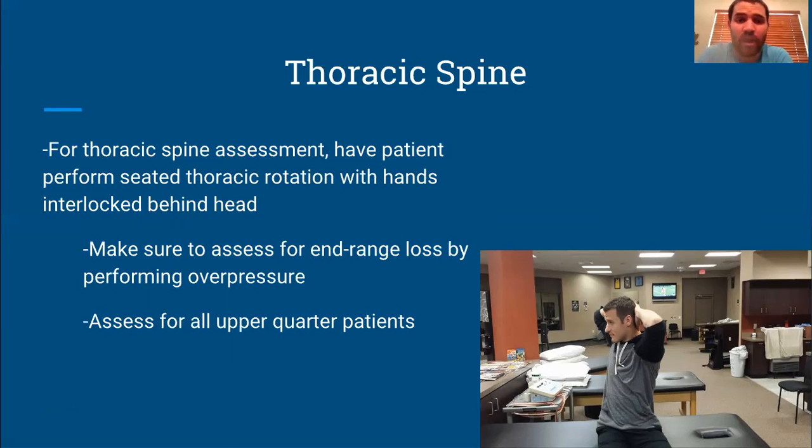You want to check for end range loss by just giving a little manual overpressure for each side. And again, typically you'll see a loss of mobility loading the involved side. You want to check this for all of your upper quarter patients. If you look at the research for shoulder, neck pain patients, elbow pain, a lot of them benefit from doing a thoracic manipulation anyway. So this can help tell you if they need a repeated motion to help maintain some of that mobility loss.